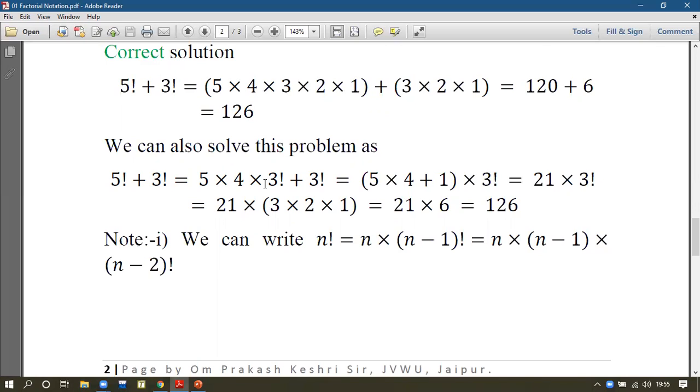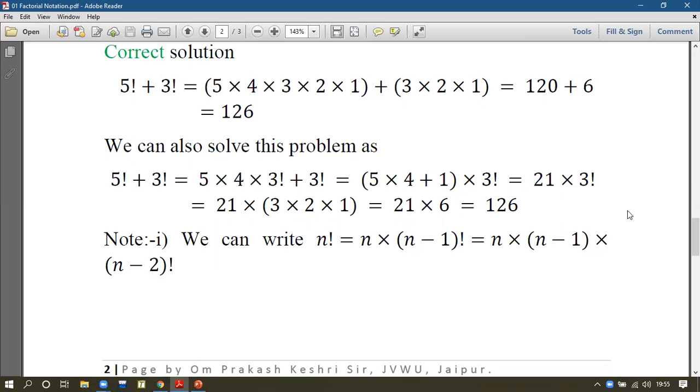Now, take factorial 3 common. That means 5 into 4 plus 1, into factorial 3. Factorial 3 is taken common and outside from these two terms, and therefore 5 fours are 20, plus 1 is 21, into factorial 3. You know very well that factorial 3 is equal to 6, or you can also write 3 into 2 into 1. That means 21 into 3 into 2 into 1. Therefore, we can write 21 into 6, which is equal to 126. The answer will be the same.